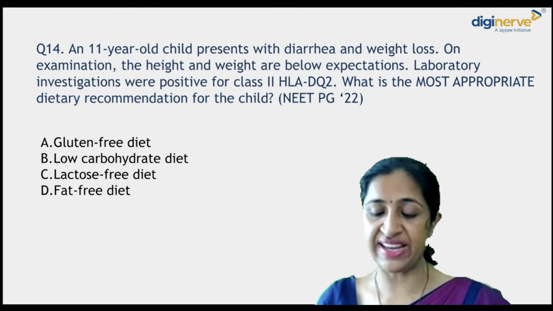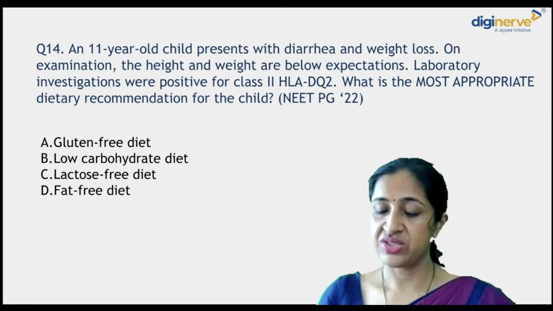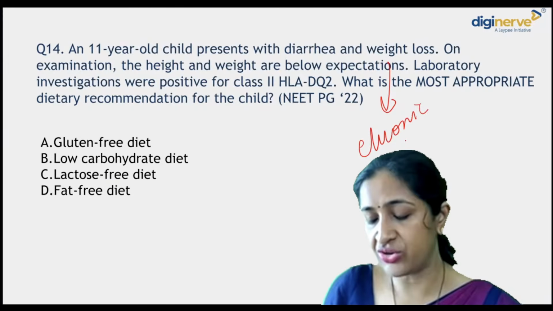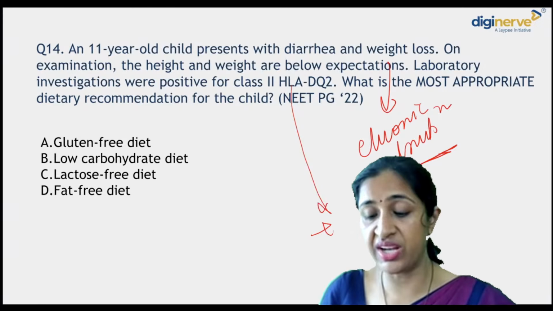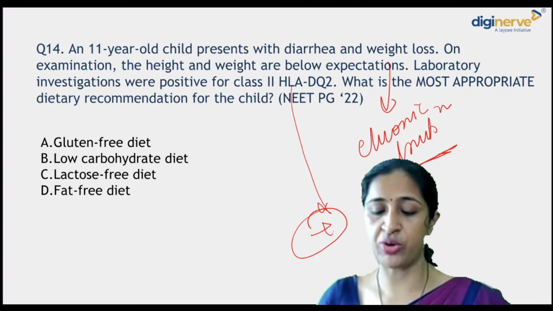An 11-year-old child, diarrhea, weight loss. On examination, both are less. So there is chronic malnutrition. Okay. Lab investigations they have done, they found HLA-DQ2 positive, which is very significant. What is the most appropriate dietary recommendation?